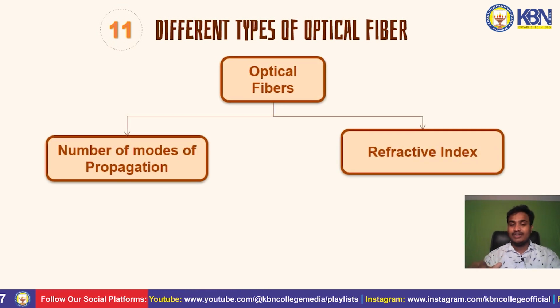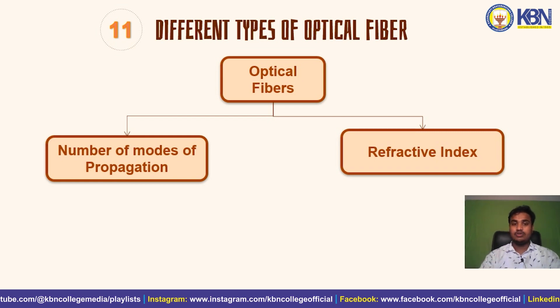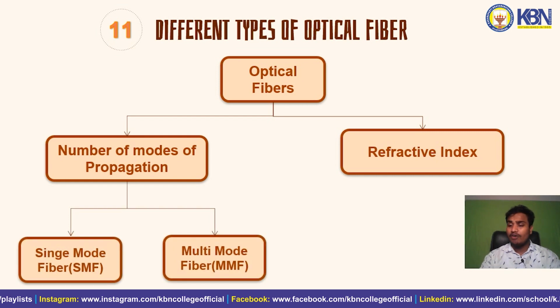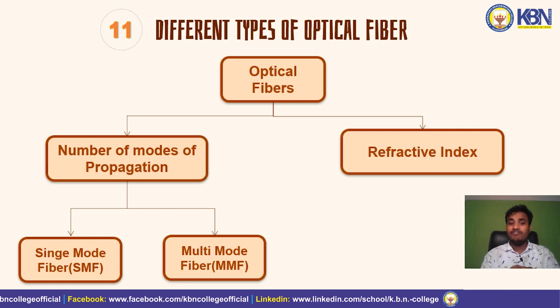The first one is based on the number of modes of propagation, how many light rays can enter into the core, and the second one is based on the refractive index profile. Now coming to the number of modes of propagation, the optical fibers are classified into two types based on the number of modes of propagation.